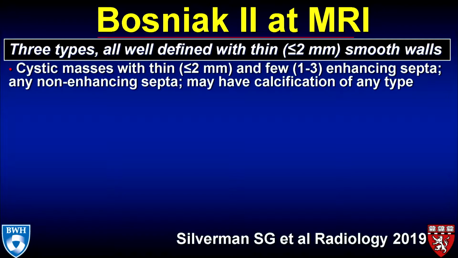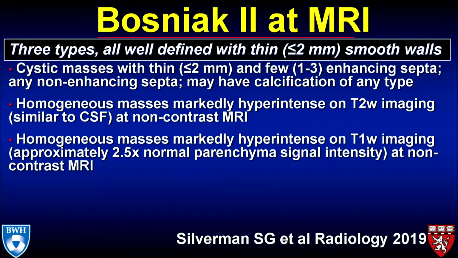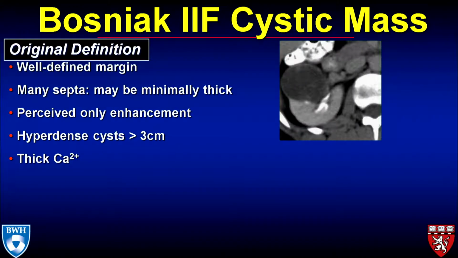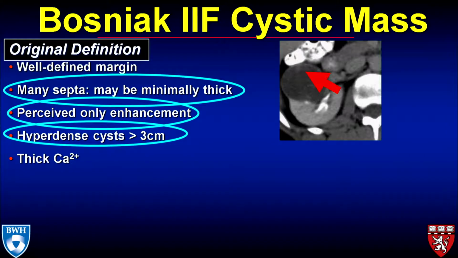Bosniak 2 at MRI, again, is the septated cyst, as I mentioned. A homogeneous mass, markedly hyperintense on T2-weighted imaging, similar to CSF, like you might see in a lumbar spine MRI. Homogeneous mass markedly hyperintense on T1, so long as it's 2.5 times the normal parenchyma on a non-contrast MRI, okay? What about 2F? 2F, the old definition, many, maybe minimally thick, perceived only enhancement, had to have a hyperdense cyst greater than 3 centimeters and thick calcium.